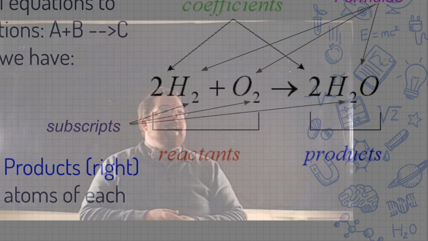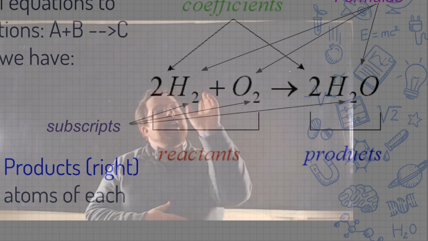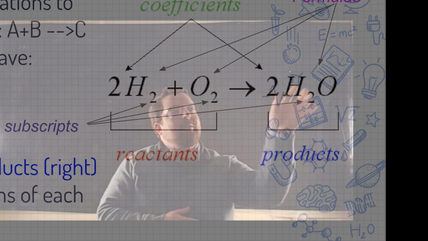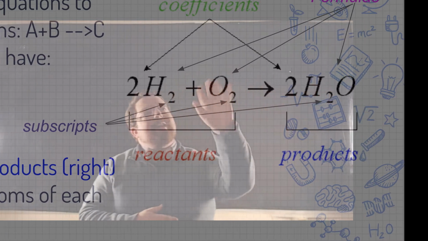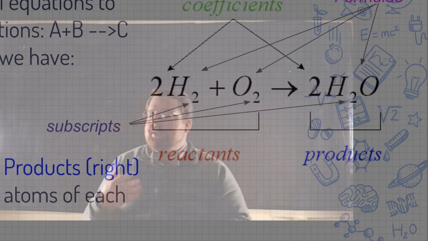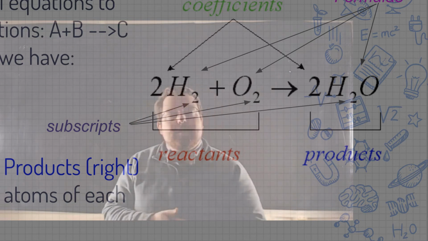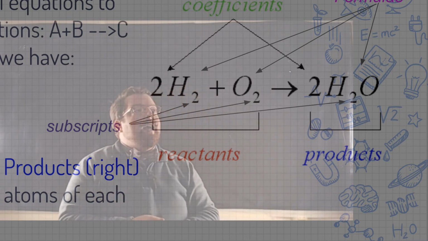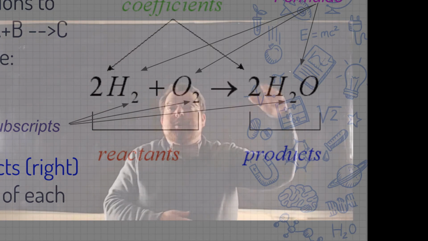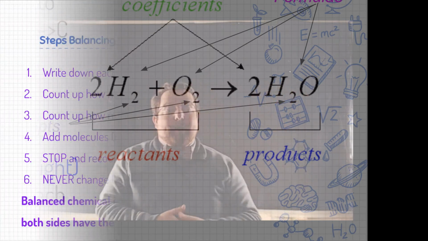And we have in the equation, on the left side of the arrow, reactants. The right side, we call those products. We call the left side reactants because that's what we start with. That's what we react together for the chemical reaction. On the right side, the things that are produced or made, that's what we end up with.